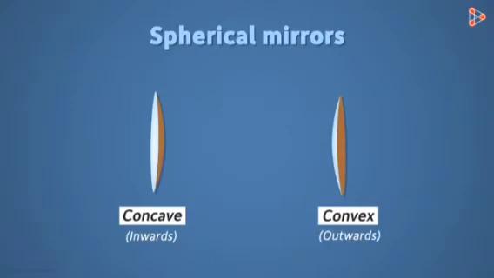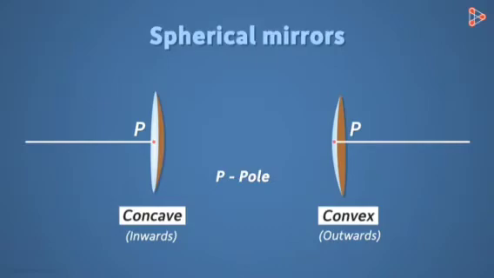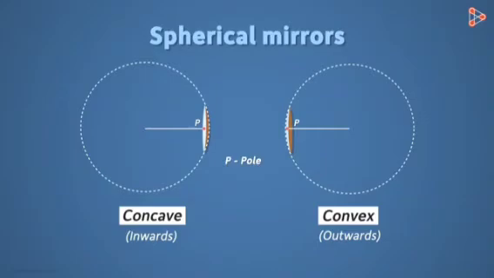The center of the reflecting surface of the mirror is called the pole. We represent it with a point P. In the front view of both the mirrors, you can see that the pole is present right at the center. Now, as I told you, the reflecting surface forms a section of a sphere. This sphere must have a center. This center of the sphere is called the center of curvature, denoted by C. And what will the radius be called? Yes, it's called the radius of curvature.